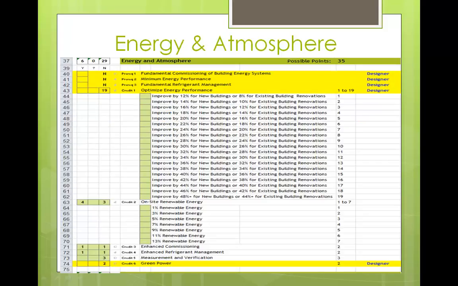In the Energy and Atmosphere section, the Fundamental Commissioning of Building Energy Systems prerequisite could not be met because it was not implemented to document any LEED commissioning installations for the building process. So this prerequisite cannot be met, and because that prerequisite is not met, none of the following Energy and Atmosphere credits can be attained.